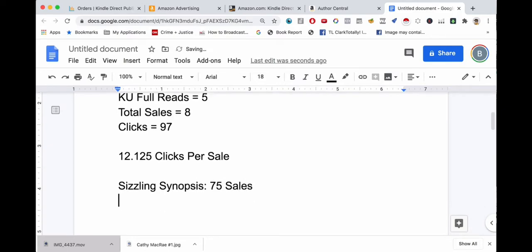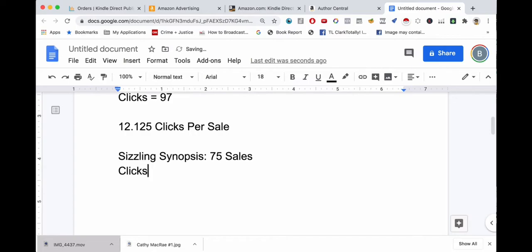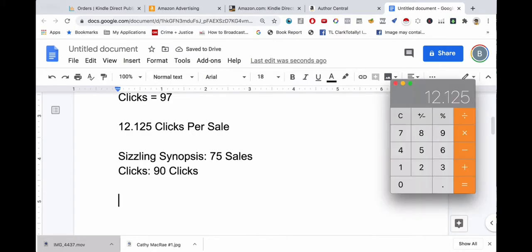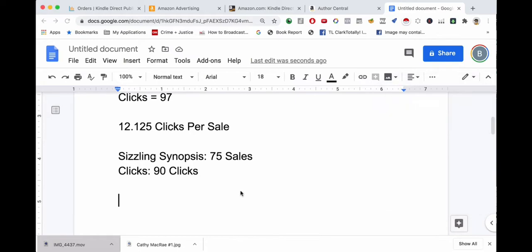75 sales, 90 clicks. So our conversion rate's going to be a lot better here. 90 divided by 75 equals 1.2. 1.2 clicks per sale. So that is more likely to be profitable than this because the number is lower. We want it to be lower.